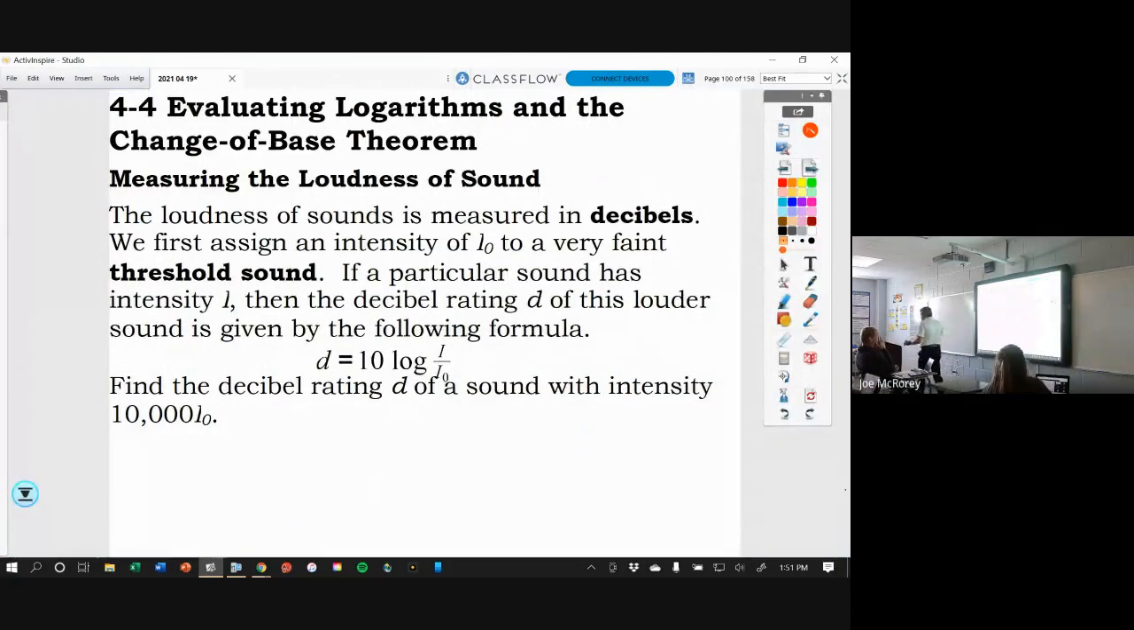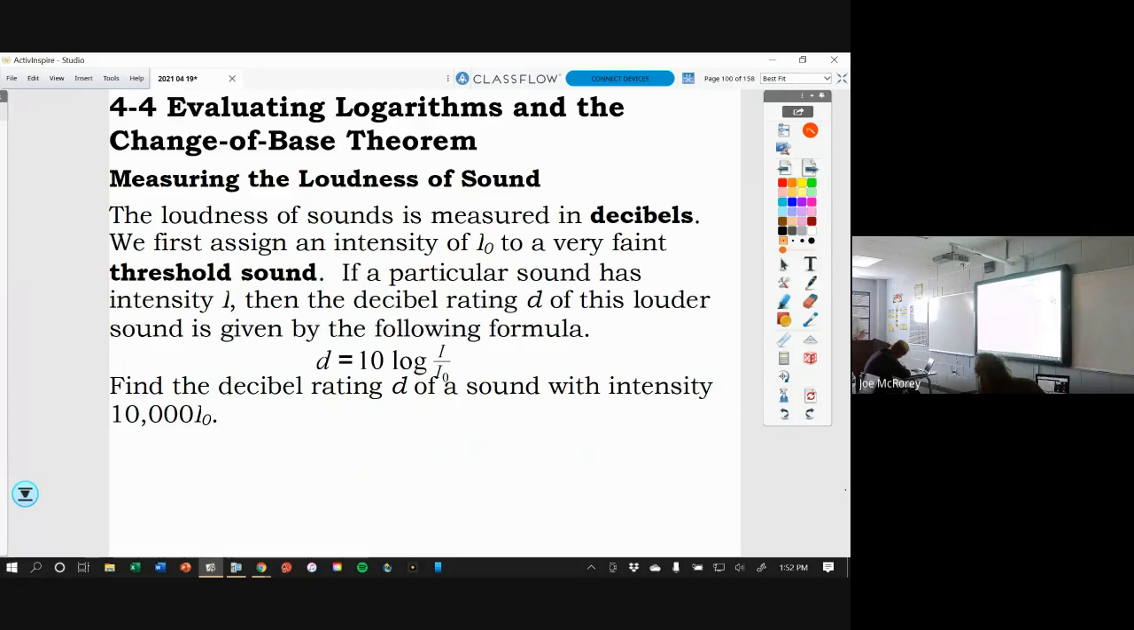Loudness is measured in decibels. We first assign an intensity of I sub 0 to a very faint threshold sound. I sub 0, I naught, is your starting point. If a particular sound has an intensity I, then the decibel rating D of this louder sound is given by the following formula: D equals 10 times log of I over I naught.